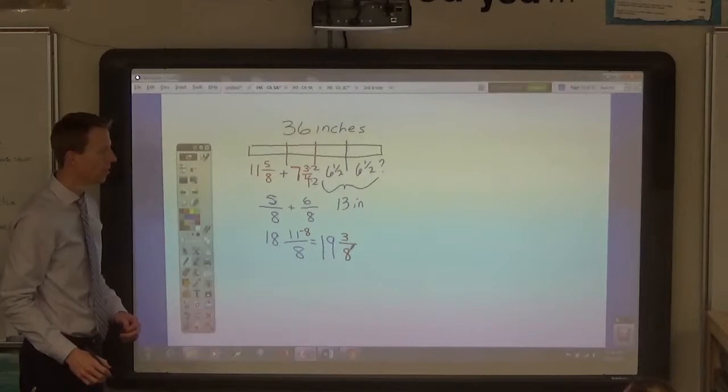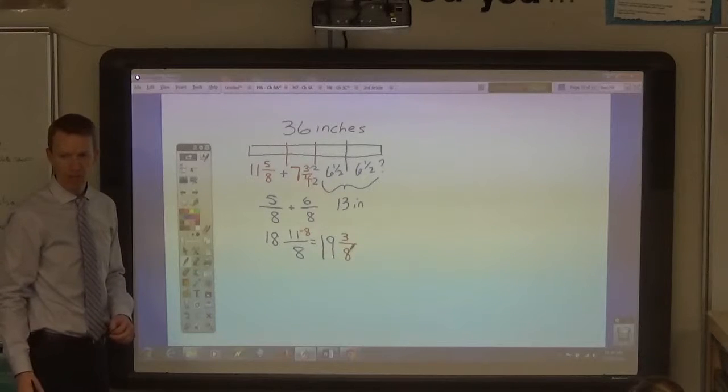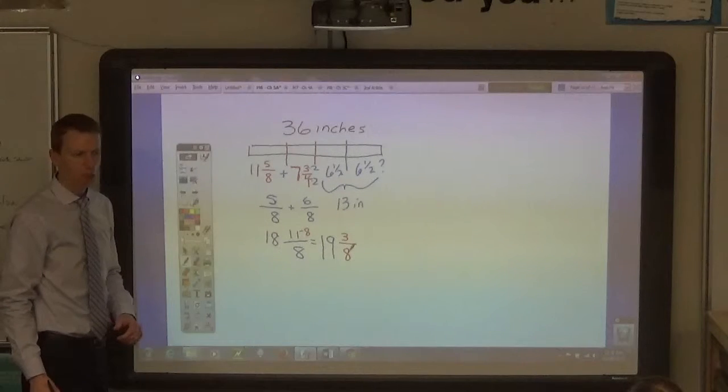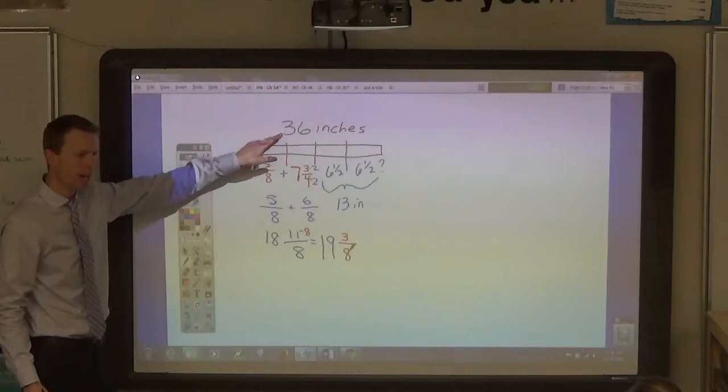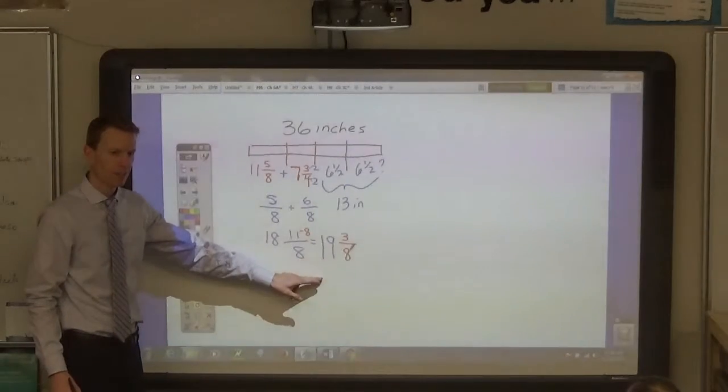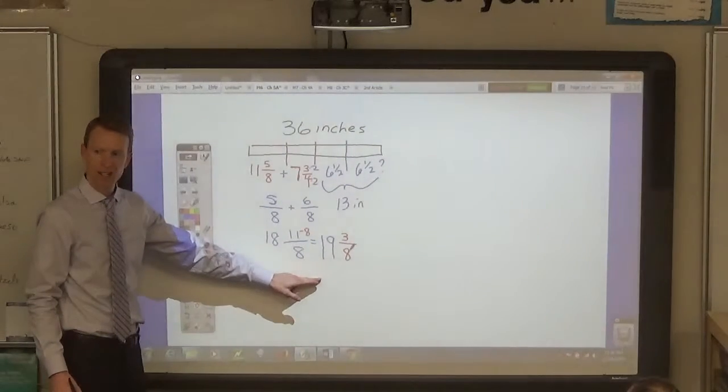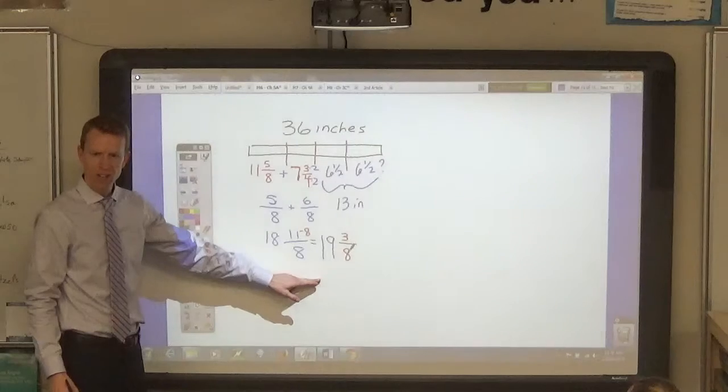Now, is that our answer? No. Wait, what are we trying to find? How many are left out of the whole entire thing. So we have to do 36 minus 19 and 3/8. What else could we do?